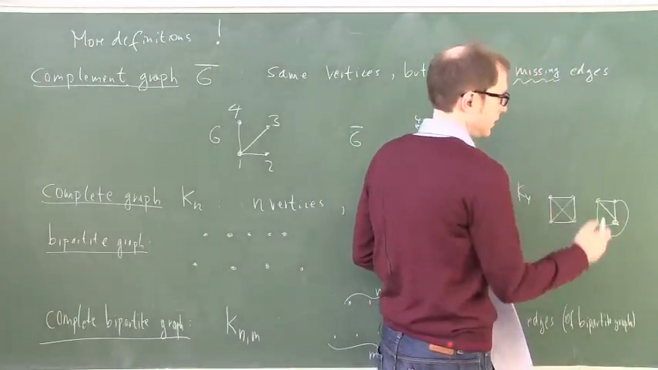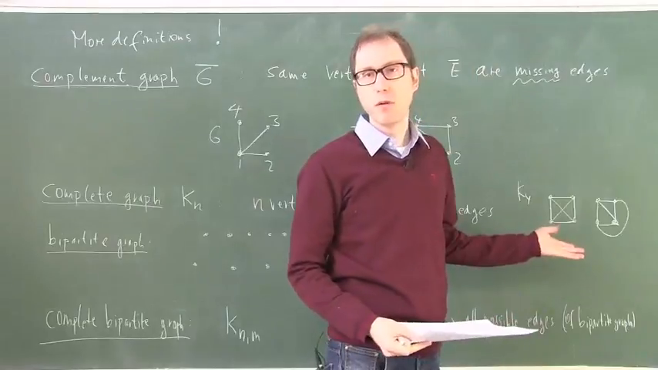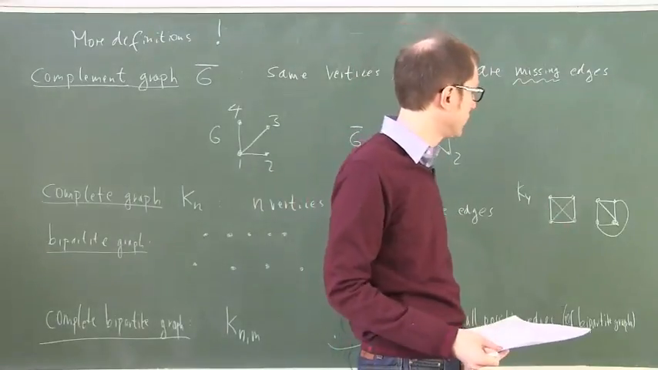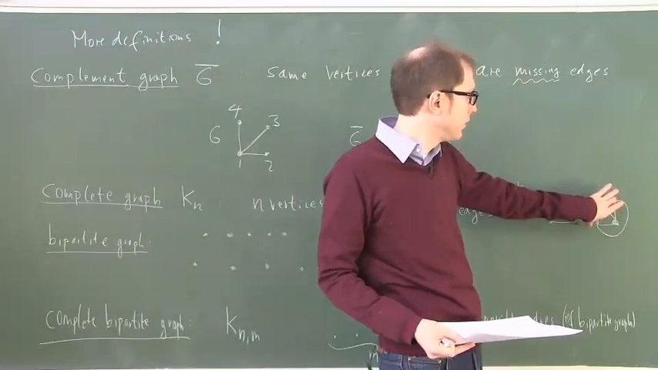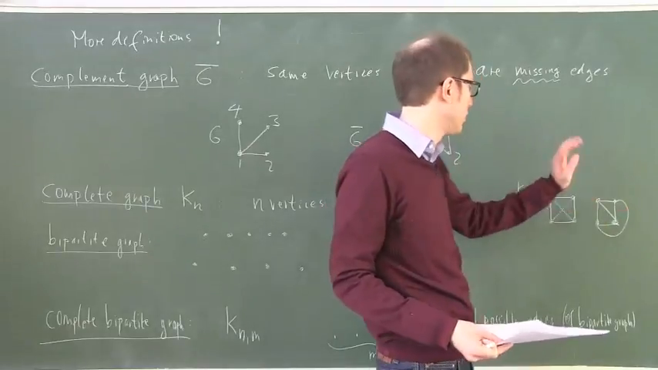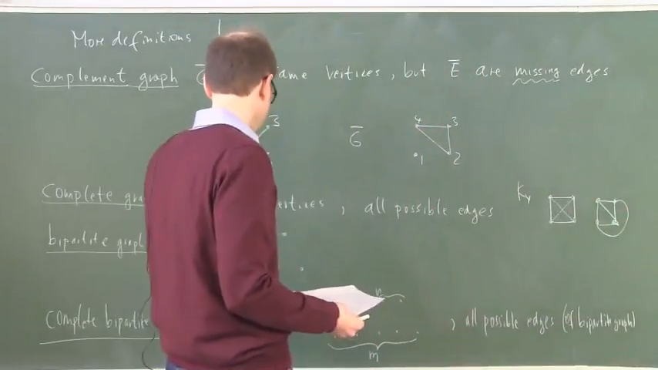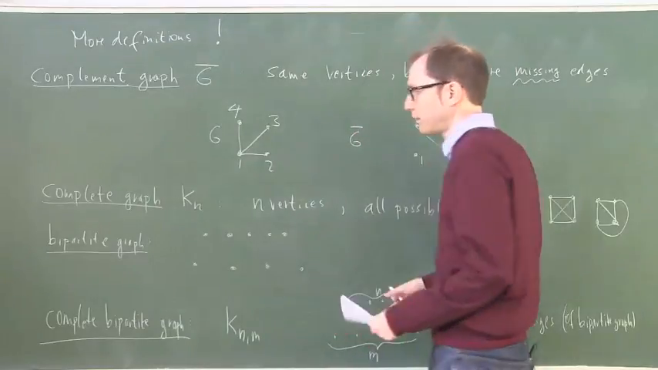And that's the same graph, because from an abstract viewpoint, we just know precisely which vertices are connected here or here. It doesn't matter. Okay, so this is an important graph.